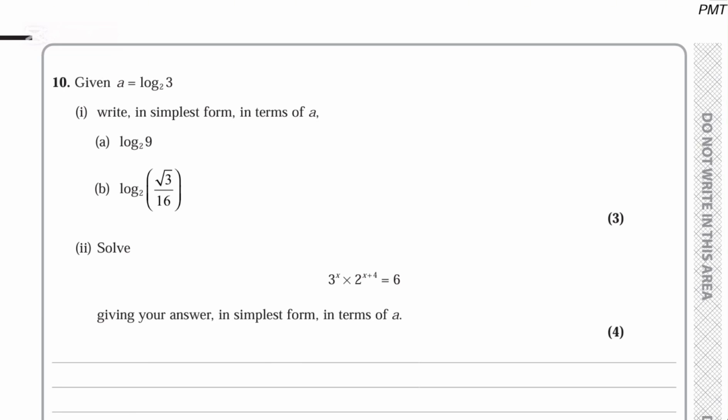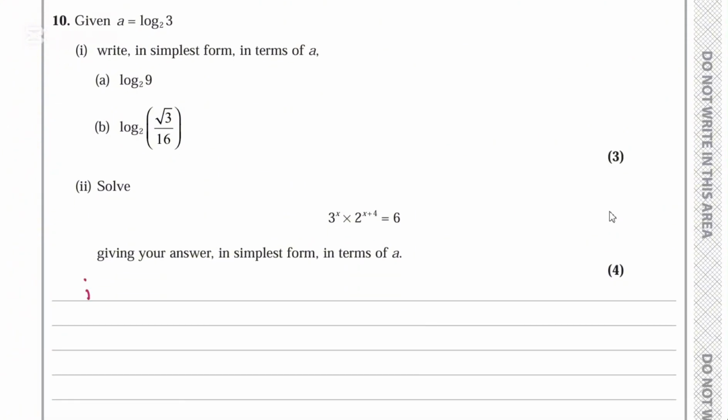Question number 10. Given a equals log to the base 2 of 3, write in simplest form in terms of a log to the base 2 of 9 and log to the base 2 of root 3 over 16. Okay, part A1.